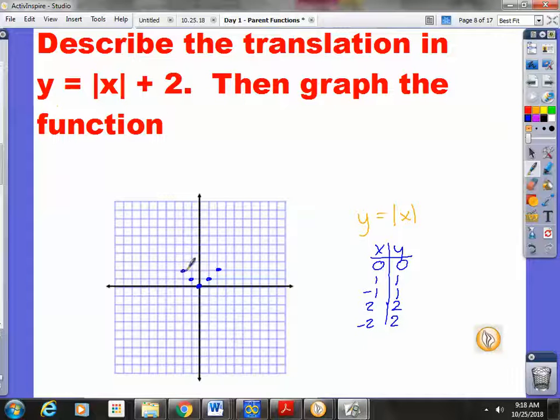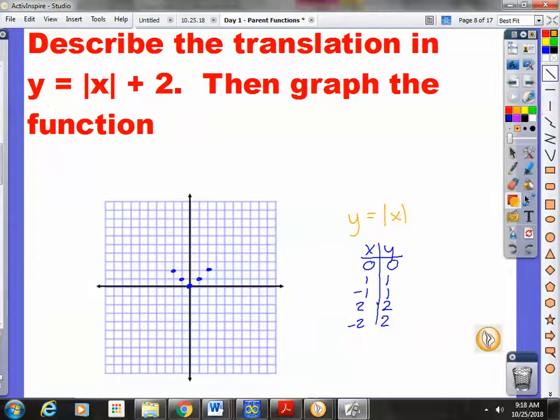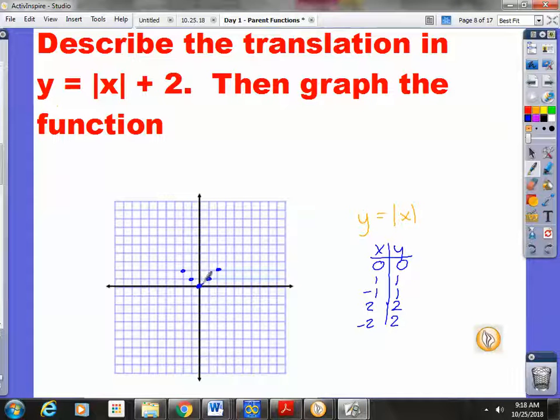Okay, so before you draw your lines in, I want you to use a dashed line to represent the parent function. You still use your ruler. Yep, still use your ruler. We're just going to make it a dashed line.